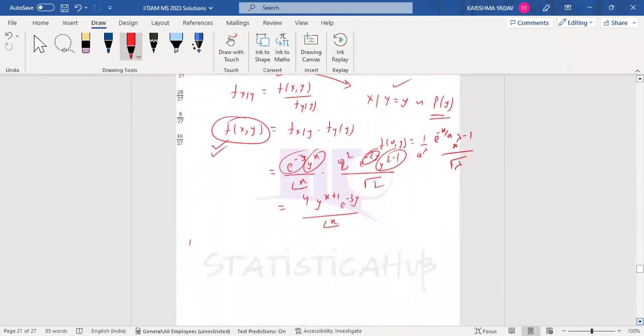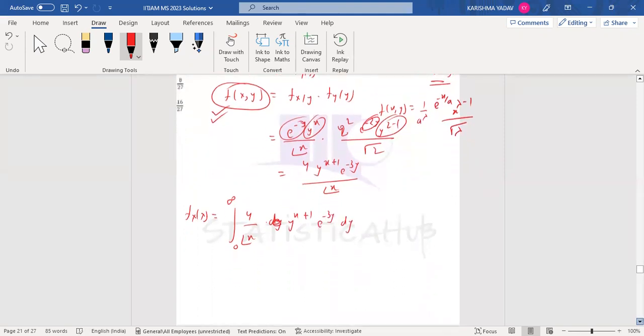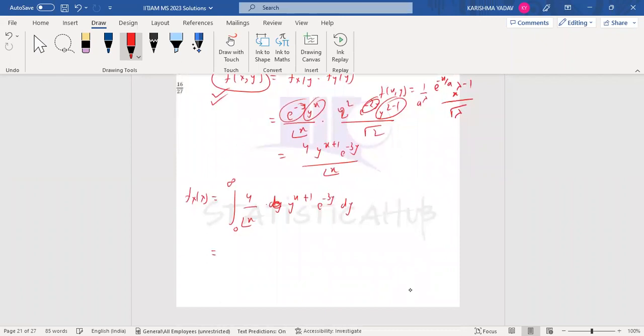Now we'll just find the marginal of x. As we know, we'll put the limits for y, and y is following the gamma distribution, and the limit for the gamma distribution is 0 to infinity. So we'll put it here: 4 upon factorial x, y to the power x plus 1, e to the power minus 3y dy. We are putting the limits here and finding the marginal of x, and this will be 4 upon factorial x, integral from 0 to infinity of y to the power x plus 1, e to the power minus 3y dy.